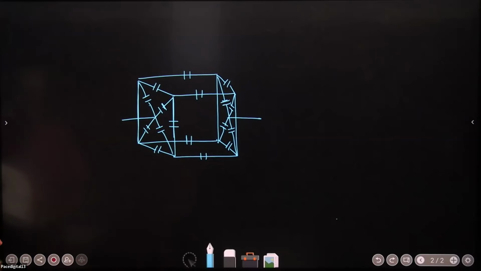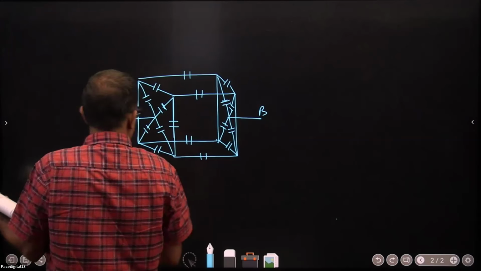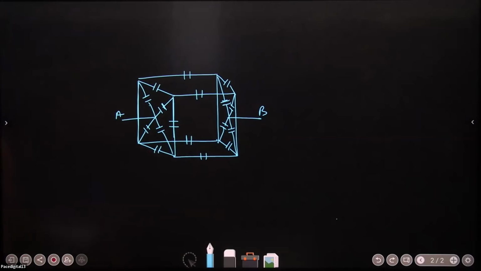Each capacitor is of capacitance C. Find the equivalent capacitance across AB. Then this. Done.